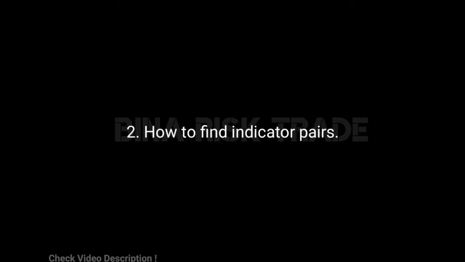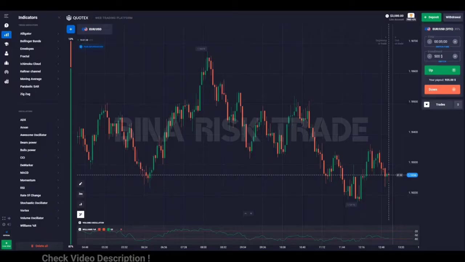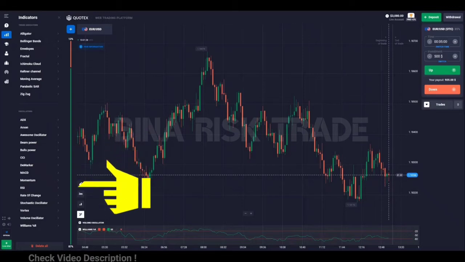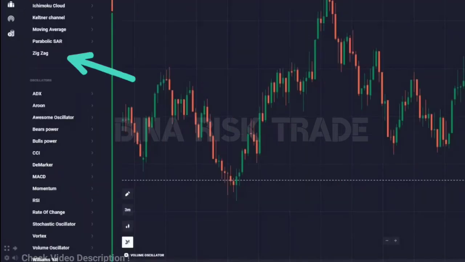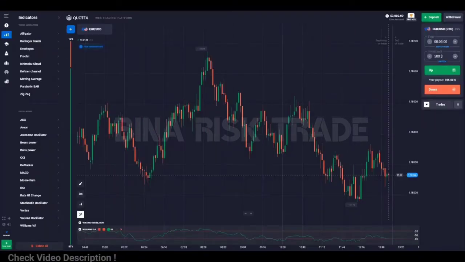How to find indicator pairs. How to search for indicator pairs by looking for indicators that define the previous indicator. Here I use the ZigZag indicator because this indicator makes it easy to see trend movements.